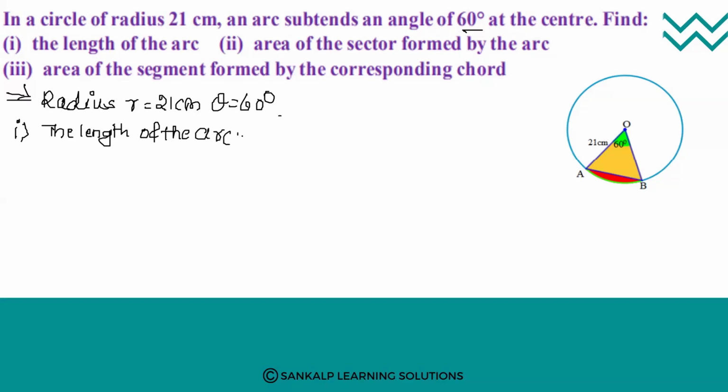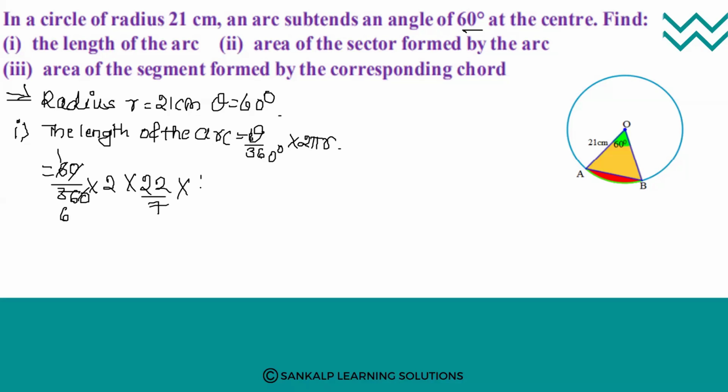The length of the arc is theta divided by 360. So this is the length of the arc AB, right? So theta divided by 360 degree into 2 pi r, right? So the theta value is 60 degree divided by 360. 0, 0 will get cancelled. 6 ones are 6, 6 sixes are, into 2 pi, where pi value is 22 divided by 7 into r value is 21, right? So 7 threes are 21.